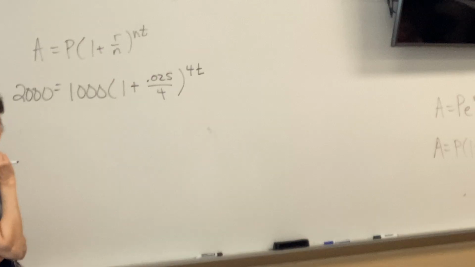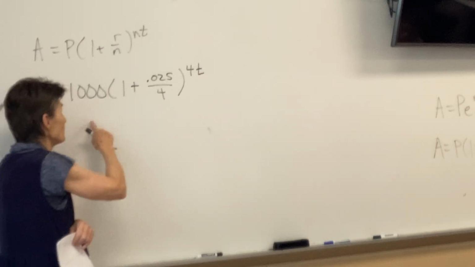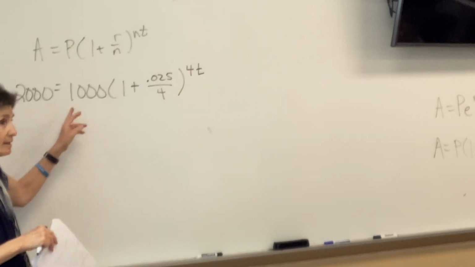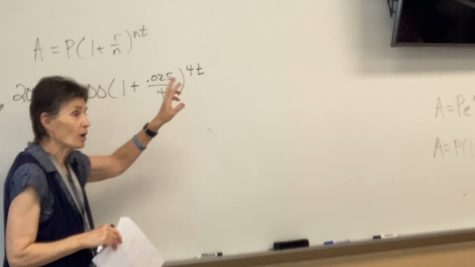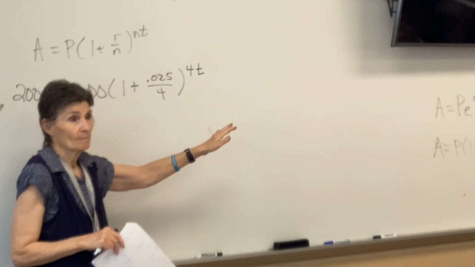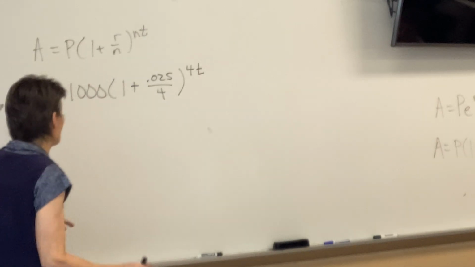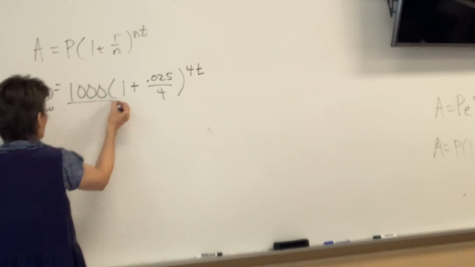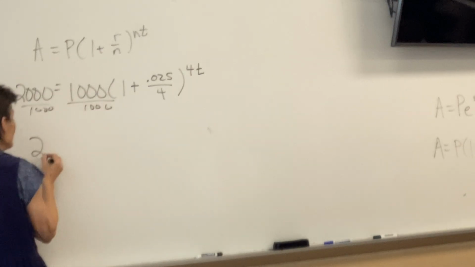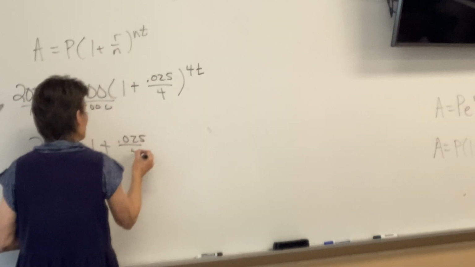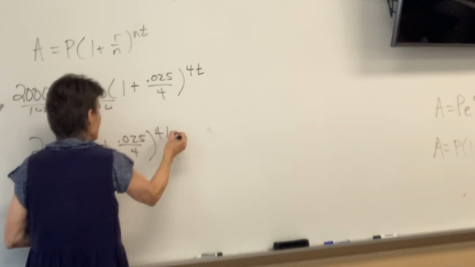Step 1: divide. Don't distribute when you've got a power on there. Divide by 1,000. We've talked about this for more than one day: when you've got a number hanging out in front, get rid of it. So we're going to divide by 1,000. So 2 equals 1 plus 0.025 divided by 4, to the 4t.